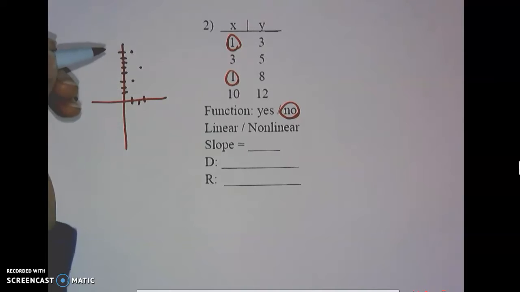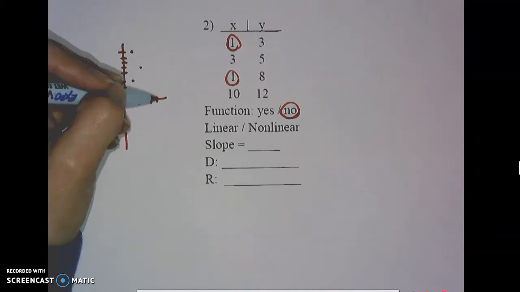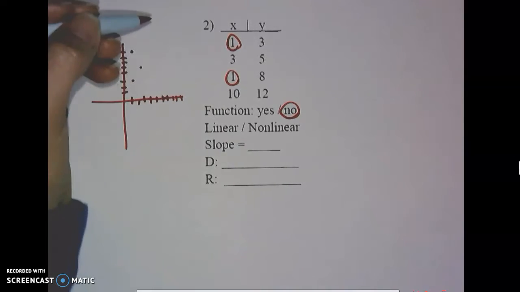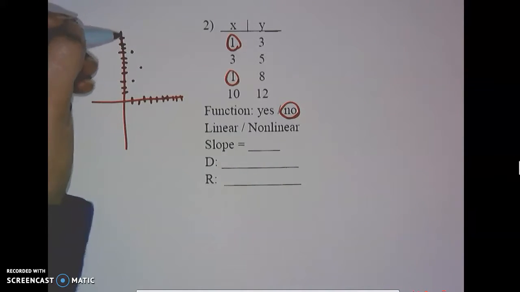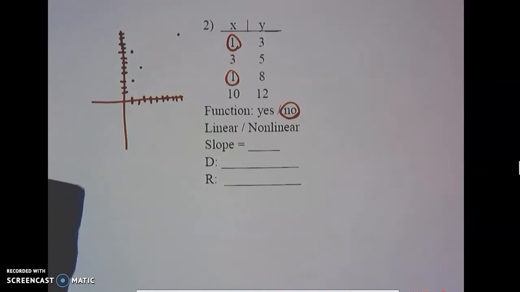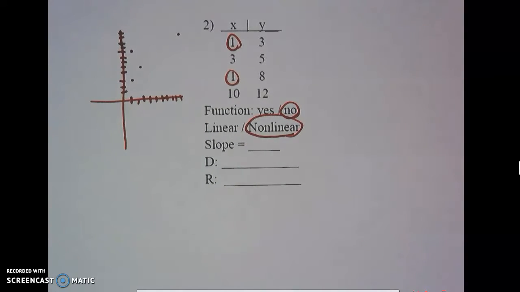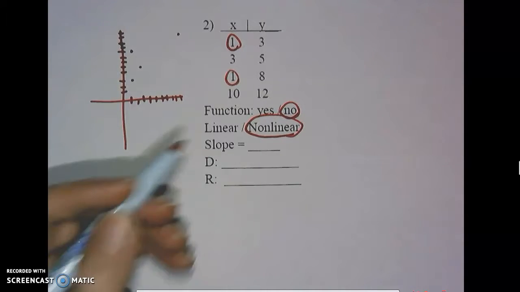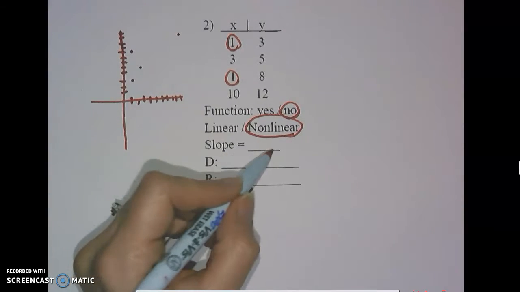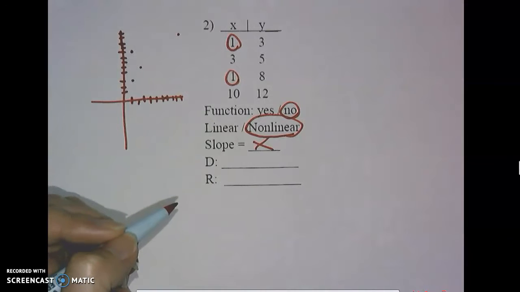So 3, 5, and then 10, and 12 would be up here somewhere. So that is not going to be linear whatsoever. So we would say that this is non-linear. Okay, it doesn't make a straight line at all. So if it's non-linear, it doesn't have any sort of slope for you to answer.